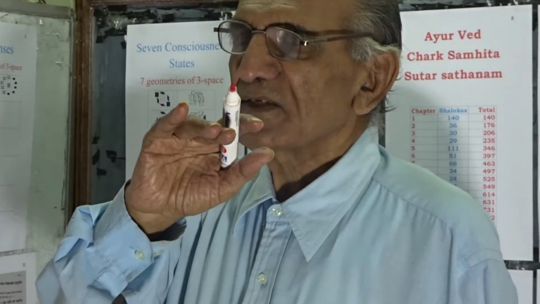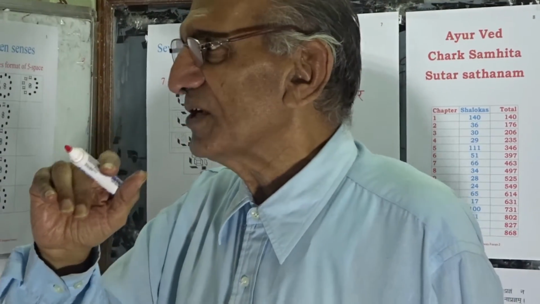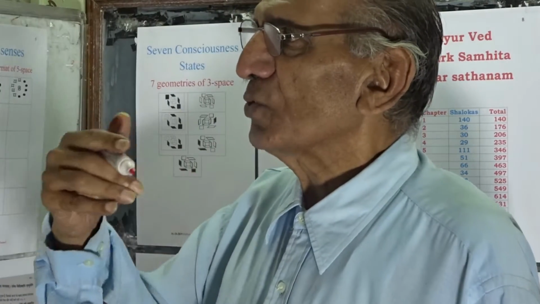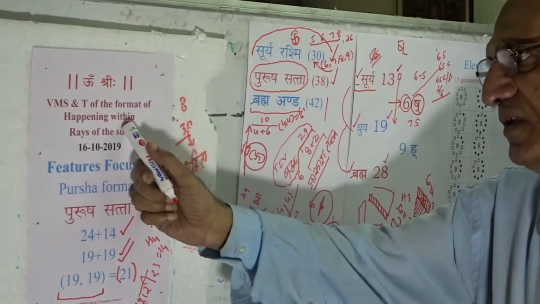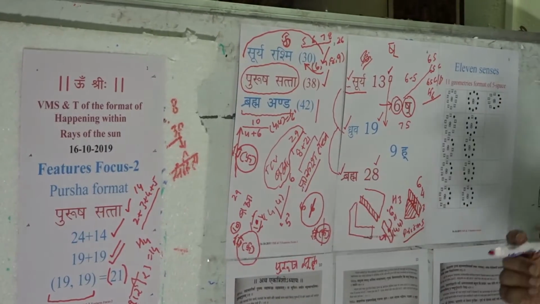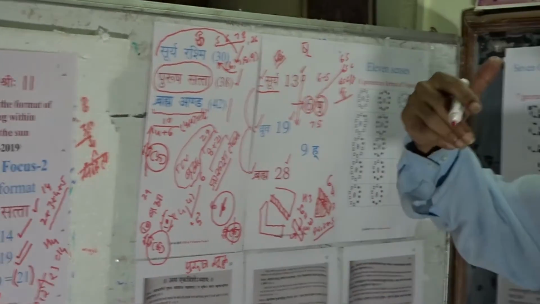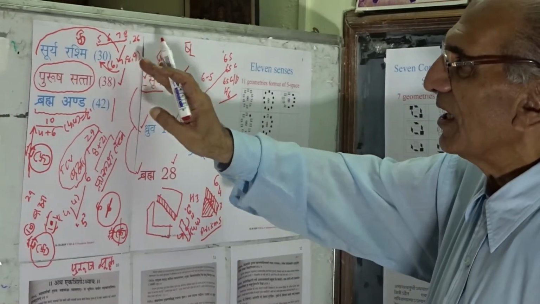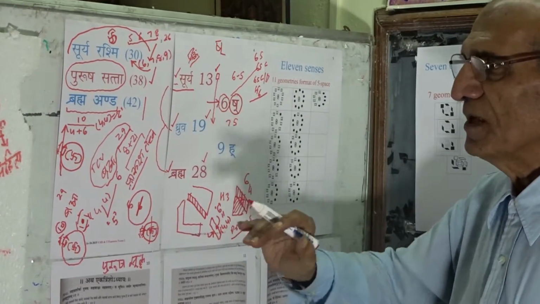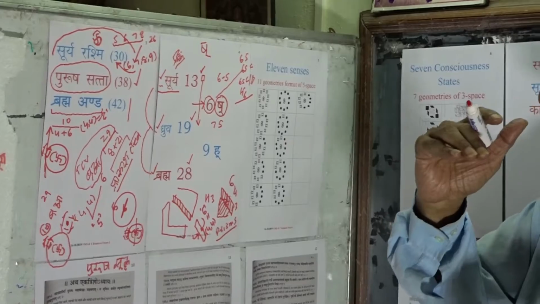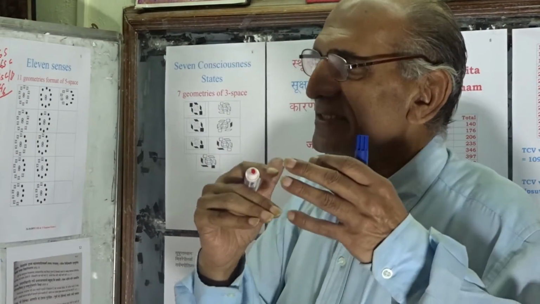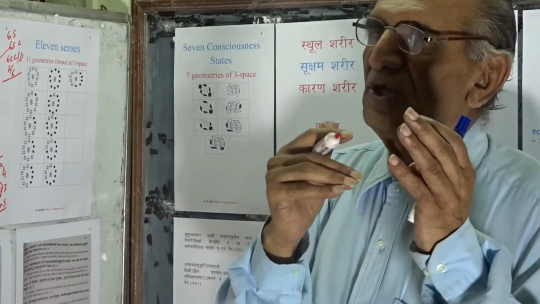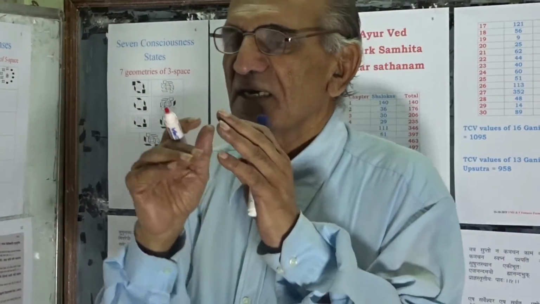The sadhaka, fulfilled with intensity of urge to be face to face with the VMS&T format parallel to what happens within rays of the sun, has to transit within Surya Rashmi to glimpse Surya Satta. It is this glimpsing of Surya Satta which is and should be the aim of the sadhakas.